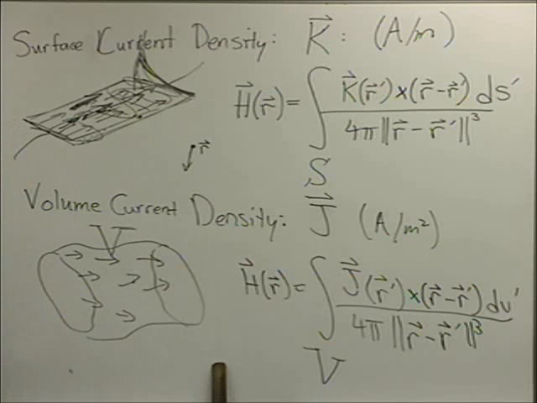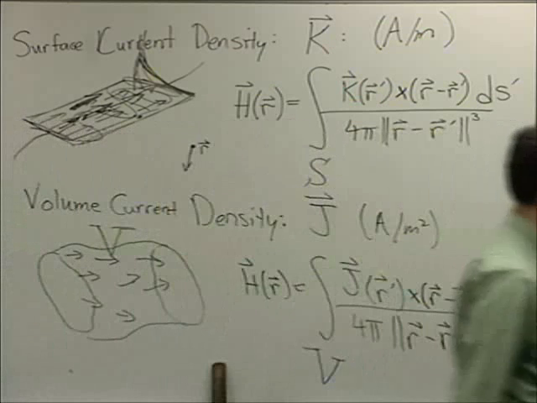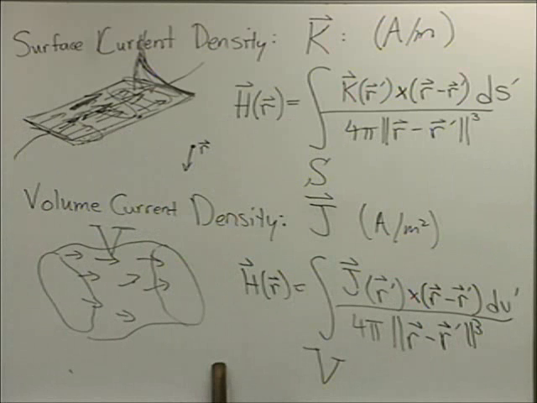Okay. Well, enough of these abstract integrals. Let's actually solve a useful problem. This is one of the fundamental results in all of electromagnetism. Let's look at a magnetic field due to a loop current.